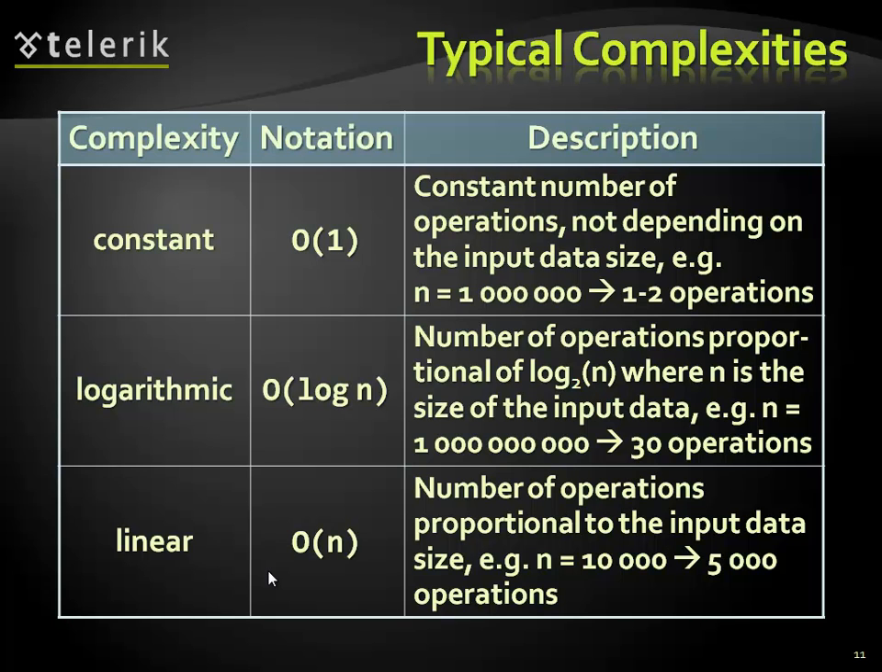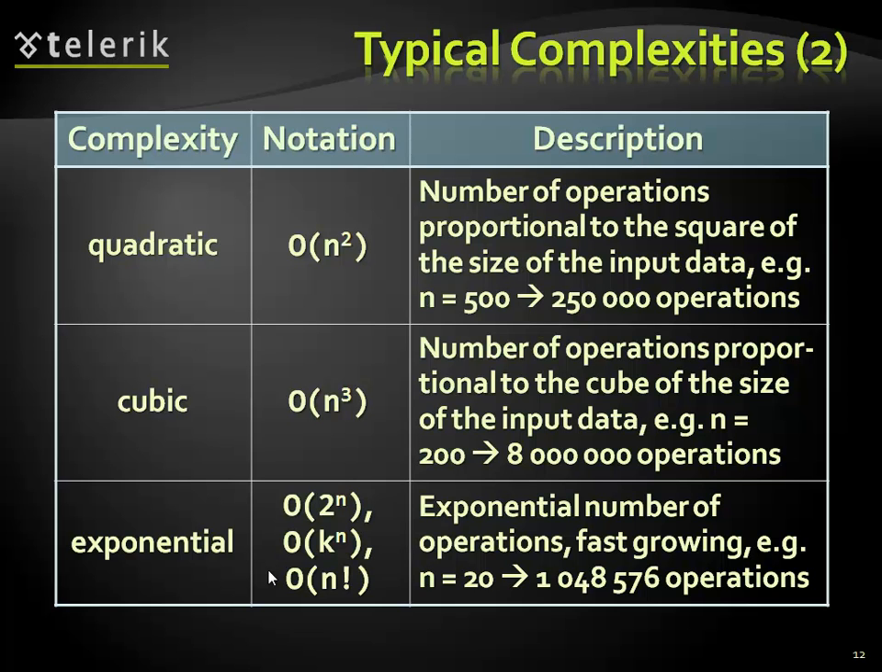If you, however, have 1,000 operations for 10,000 data parts, and 10 operations for 100 data parts, that's linear complexity. Why? Well, because 100 divided by 10 is 10, and 10,000 divided by 10 is 1,000. So that's a linear equation. Basically, you try to guess what your equation is.